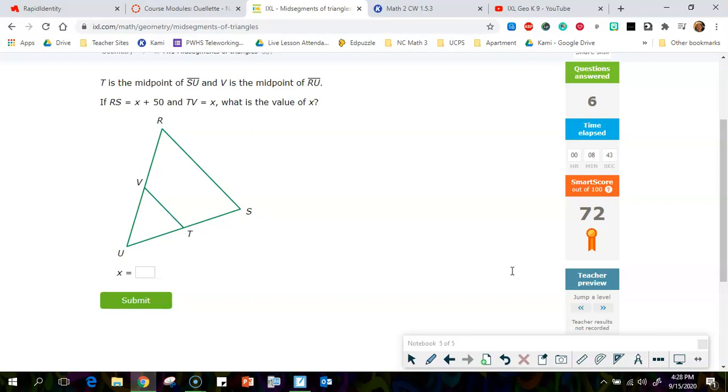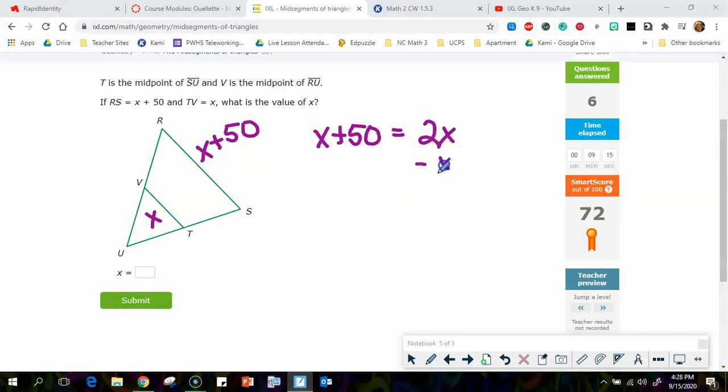Okay, this says T is the midpoint of SU. V is the midpoint of RU. If RS, they didn't even need to tell us that. Anyway, if RS is X plus 50, so this right here is X plus 50, and TV is X, what's the value of X? X plus 50 equals 2 times X. Subtract X. X equals 50. I wonder why that one was supposed to be harder than the last one we did. Unless there's something.